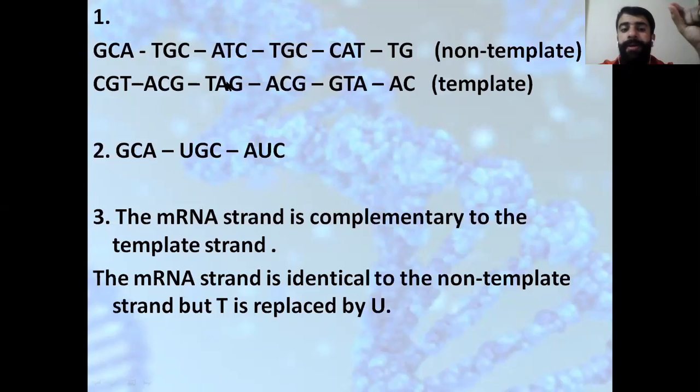So as you said, the mRNA strand is complementary to the template. So you have to make it complementary. A complementary is T, T complementary is U. But in the mRNA, A complementary is not T. You should not have T in the mRNA. T is not found in the mRNA. So T should be replaced by U. If it's complementary with the template, A complementary is U. If it's the non-template, it's the same, but T is replaced by U. Okay?